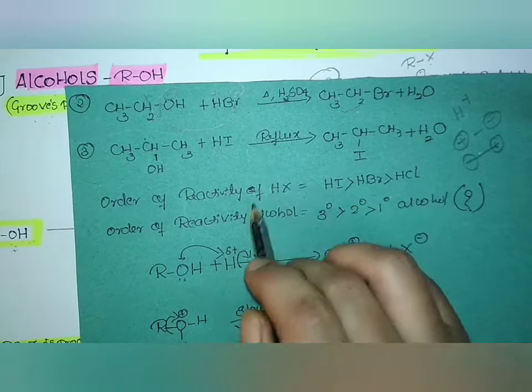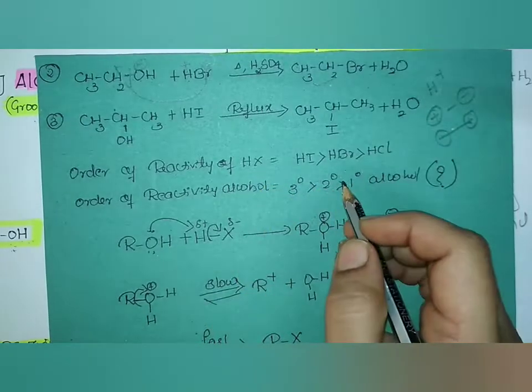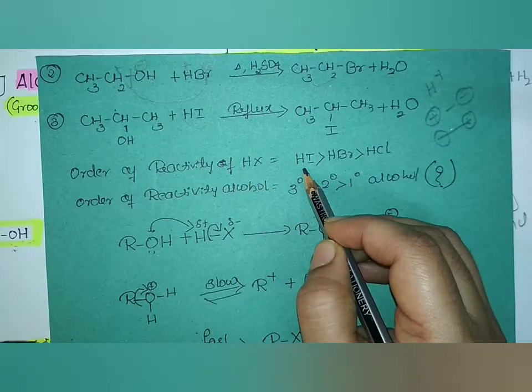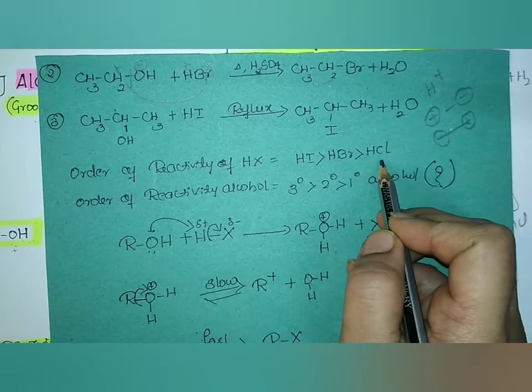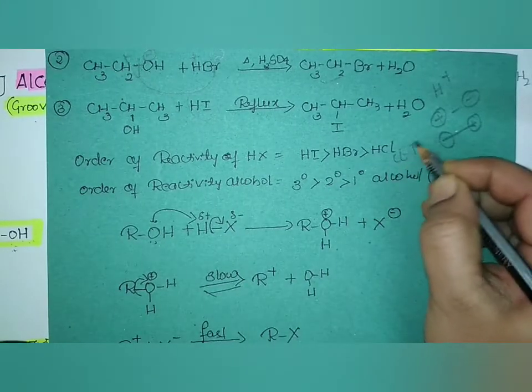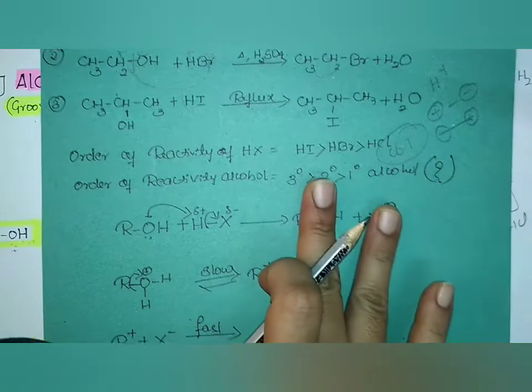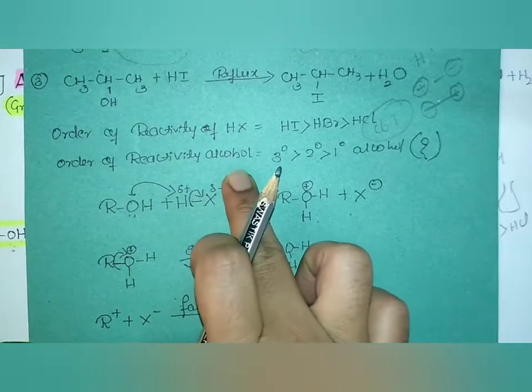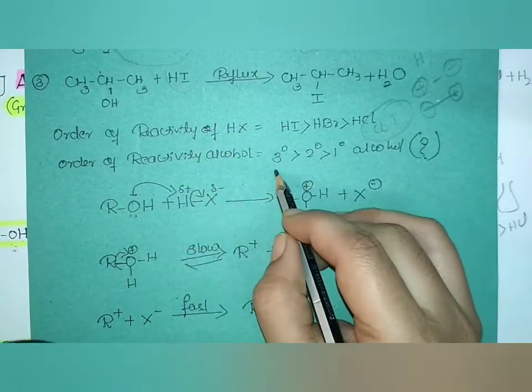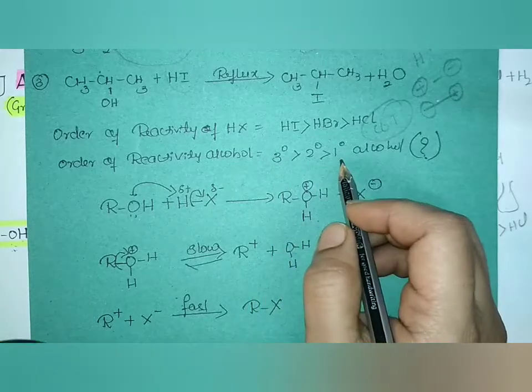Those are two examples. The order of reactivity, as I told, is hydrogen iodide more reactive than HBr, followed by HCl. This might be asked in some competitive exam questions. Now the order of reactivity of alcohols is common for everything: tertiary is more reactive, followed by secondary, followed by primary.